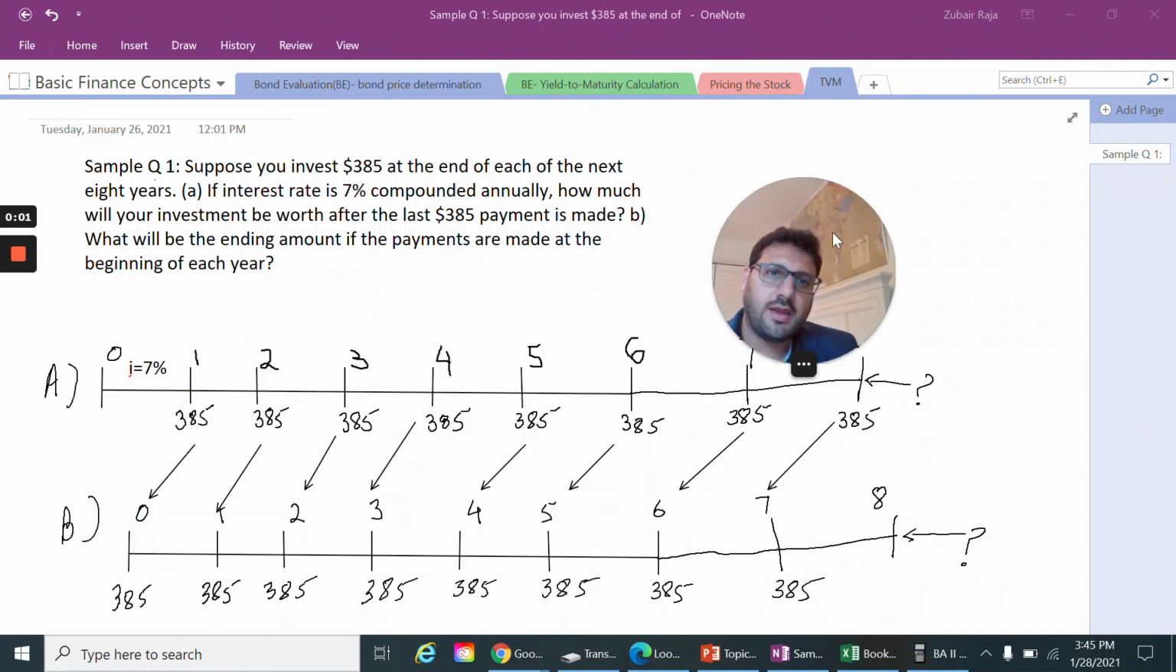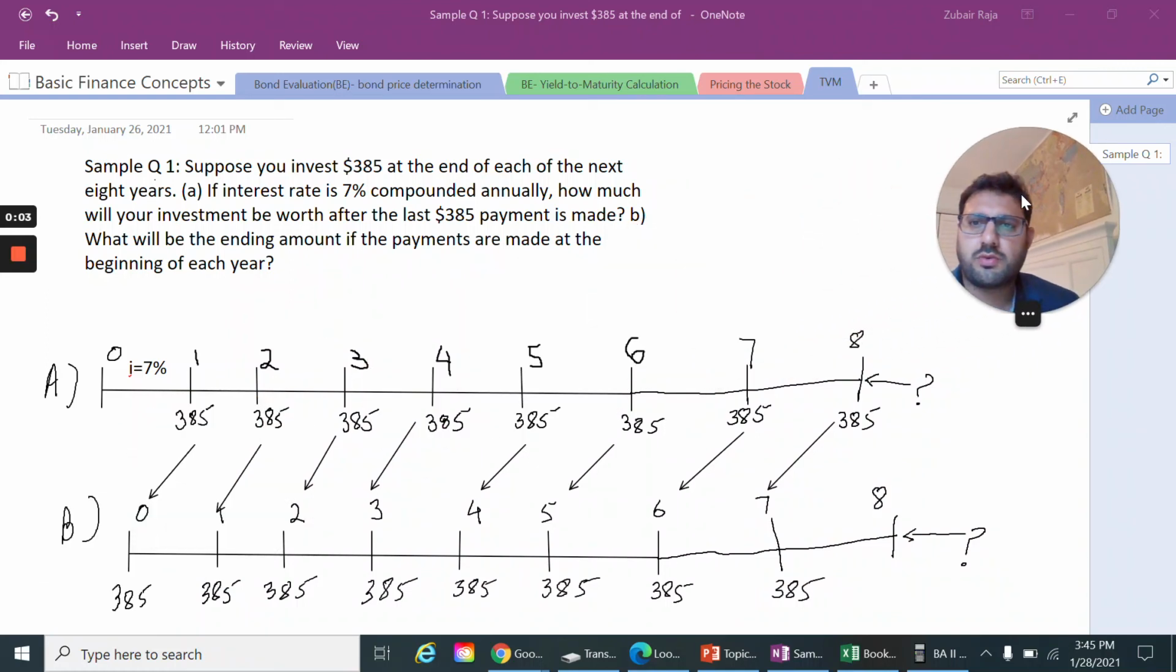Hello there. In this knowledge module, we will try to solve a very simple annuity question from the topic of time value of money. So this is the question right in front of my screen. It is written that suppose you need to invest $385 at the end of each of the next 8 years. If the interest rate is 7% compounded annually, means the interest will add annually.